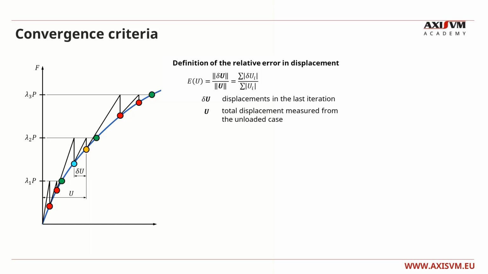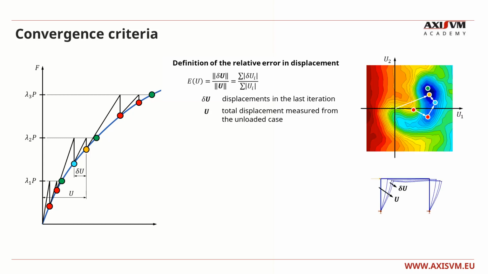The relative error in displacement is defined as the quotient of the norms of these vectors. In words, this error value describes how much the whole structure has moved in the last iteration compared to the total displacement measured from the unloaded state. This type of convergence error can also be visualized both in the state space and on the deformed shape of the model. AxisVM uses the so-called taxicab norm, that is the simple sum of the absolute values of the vector components instead of the length of the vector.